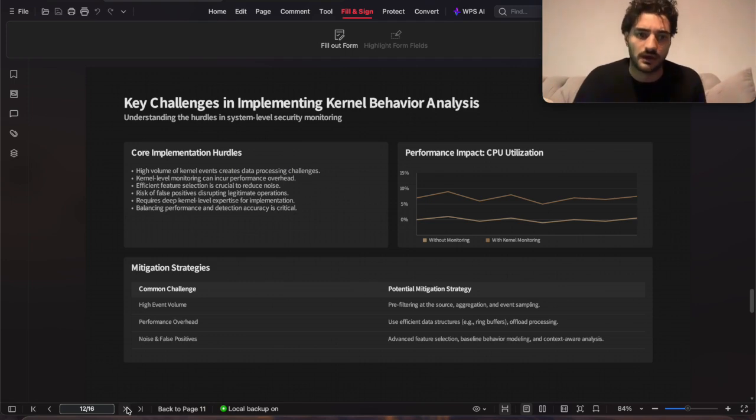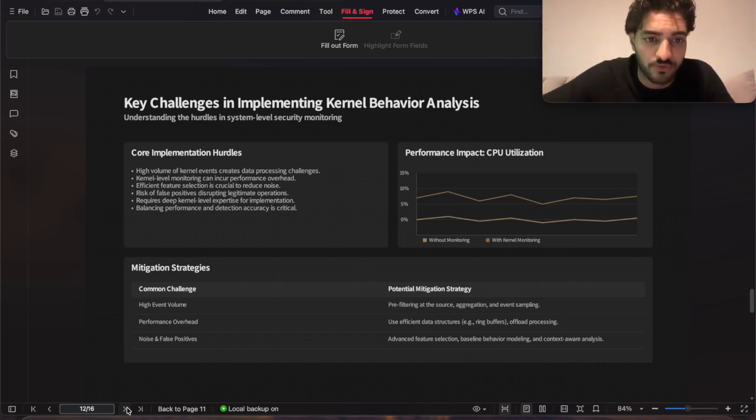kernel behavior analysis. Core implementation hurdles. It has almost 7 points. A high volume of kernel events creates data processing challenges. Kernel-level monitoring can incur performance overhead. And the third one, effective feature selection is crucial to reduce noise. Risks of false positives. Destructive algorithm operation requires deep kernel-level expertise in implementation. And the last one, balancing performance and detection accuracy, is critical.